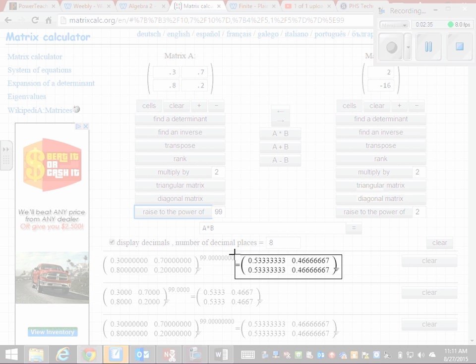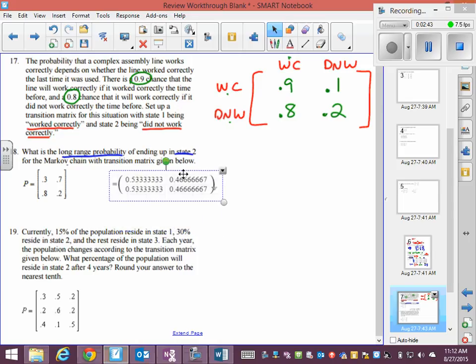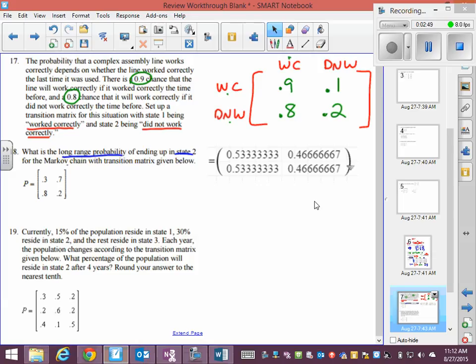But when I took that to the 99th power, I get this matrix, okay? And basically what that means is if we started in state 1 or state 2 either way, we're going to have this 0.53 probability of ending up in state 1, and we're going to have a 0.46 probability of ending up in state 2. And so a lot of times you'll write this as a vector, 0.53 repeating and 0.46 repeating. You can change that to a fraction if you want to. I don't really care about that at this point right now.